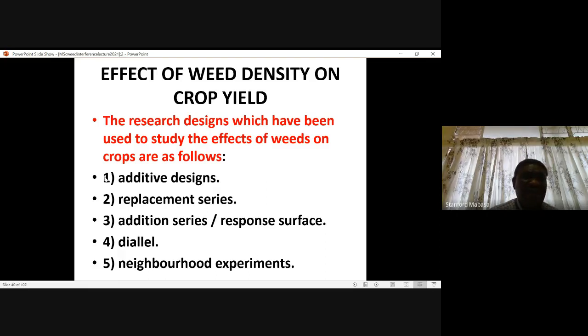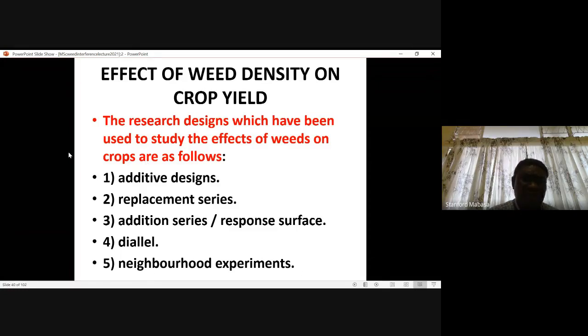But I think for you in crop protection, I will emphasize on 1, 2, and 3, because these are the ones which are used in the field. If you want to find out how the weed is actually affecting the crop and how you can manage that weed.